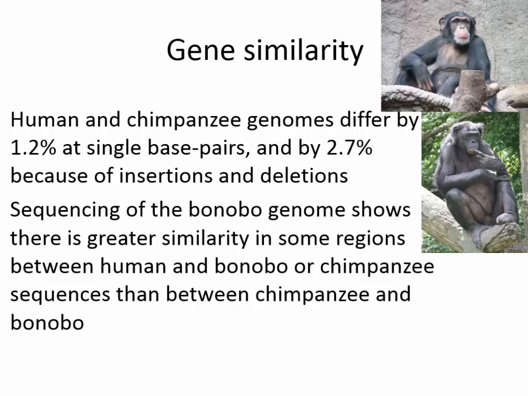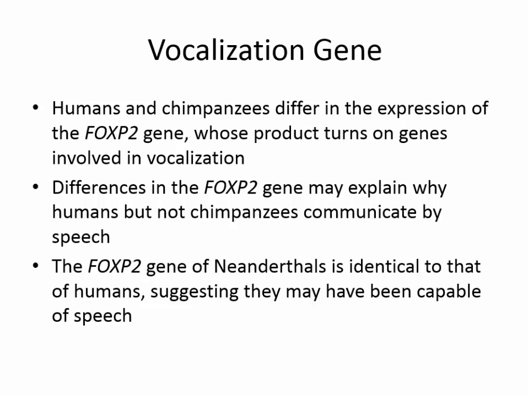And as you can see, on the top right-hand corner is a chimpanzee, and underneath is a bonobo. Although they look kind of similar, believe it or not, in some areas, humans and bonobos are more related than bonobos and chimpanzees. One of those is the vocalization gene.